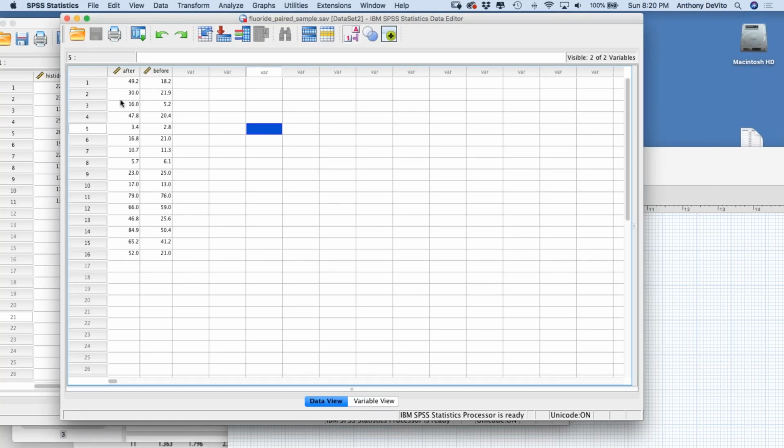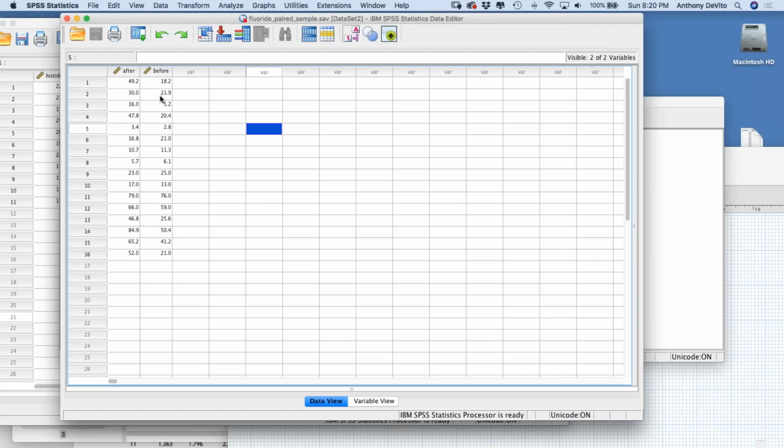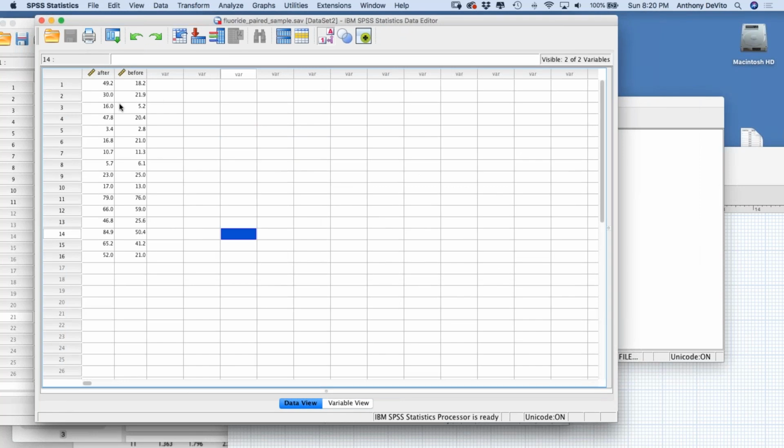So the idea here is we want to know whether or not the intervention that went on between these two made a difference, whether they got a higher score or a lesser score, based on the difference.